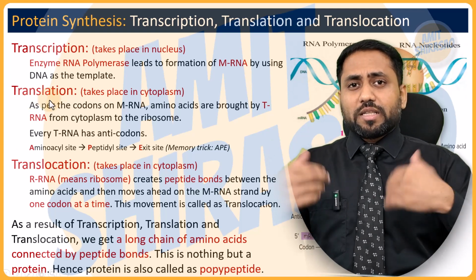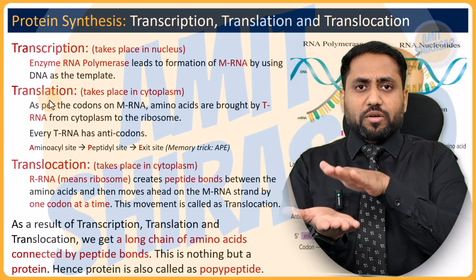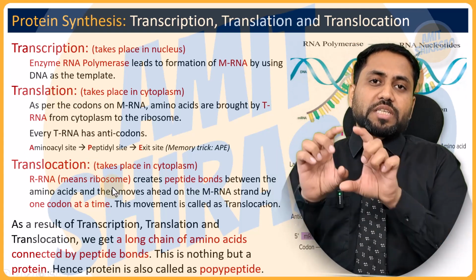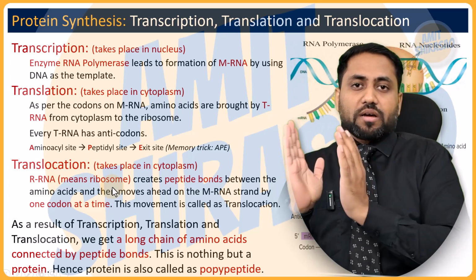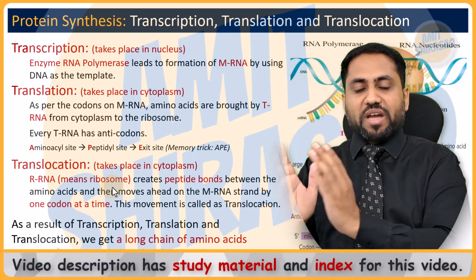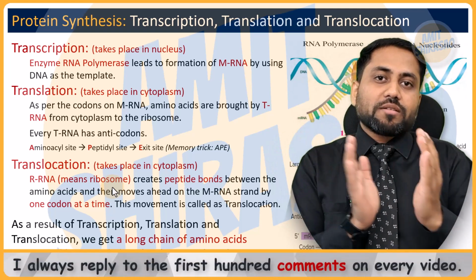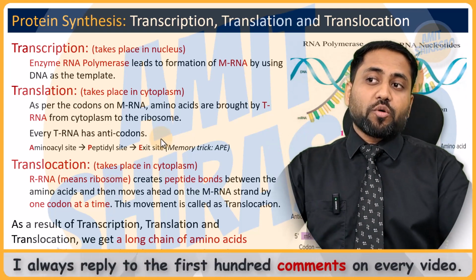Translation, because it translates the language of codons on the mRNA into actual protein. And translocation means it actually changes its location. The ribosome keeps moving from 5 prime to 3 prime across the mRNA. This is called translocation. So this is the difference between all three of them.